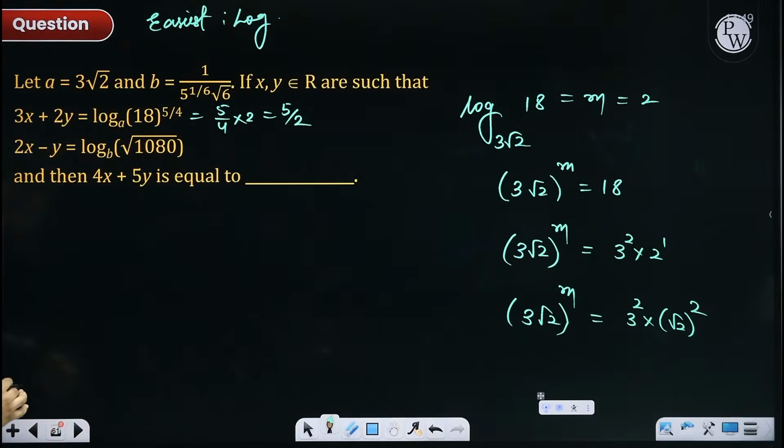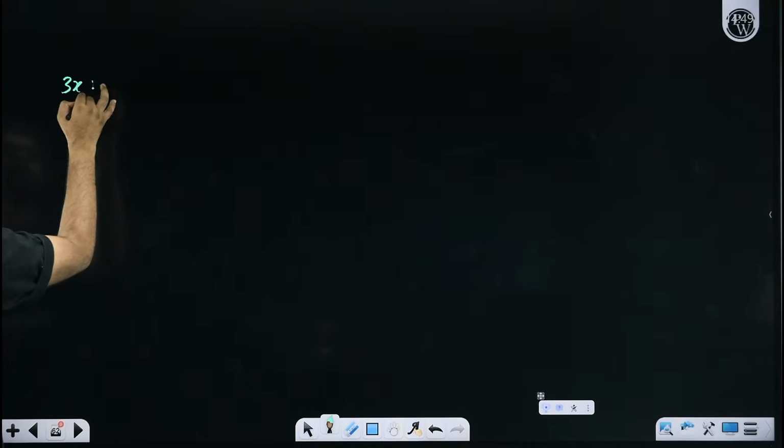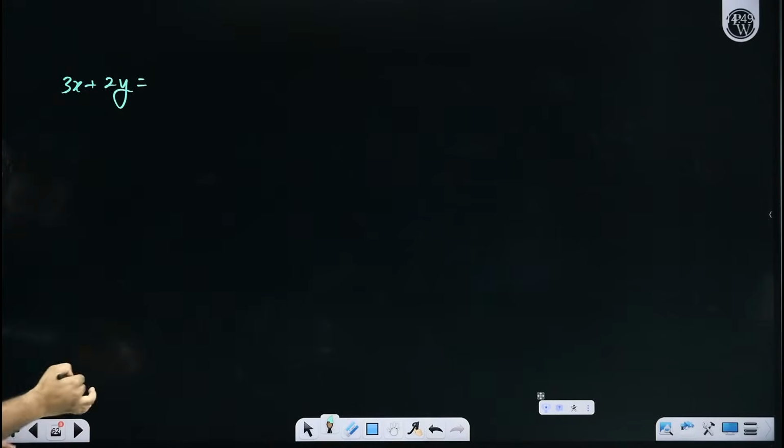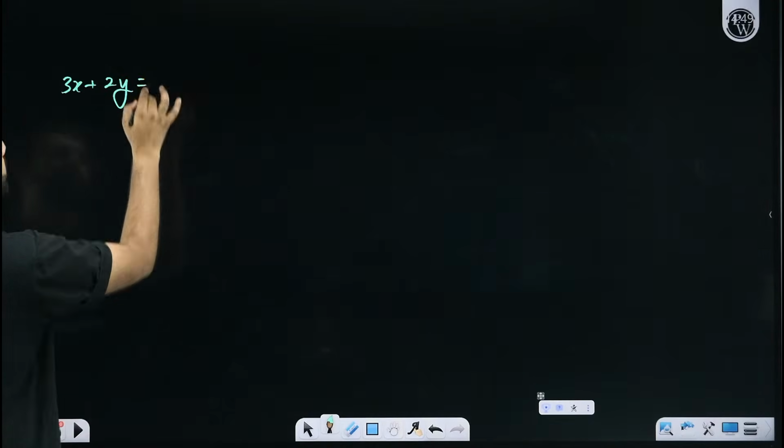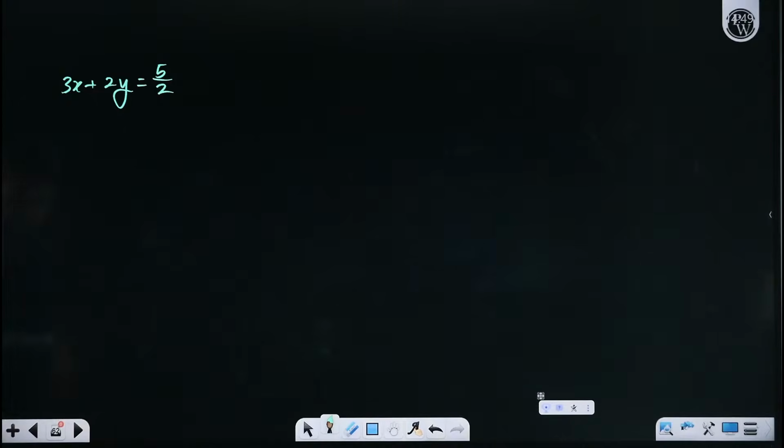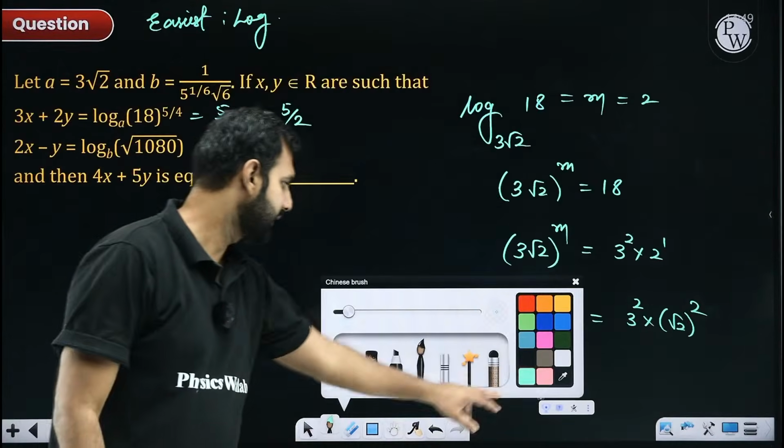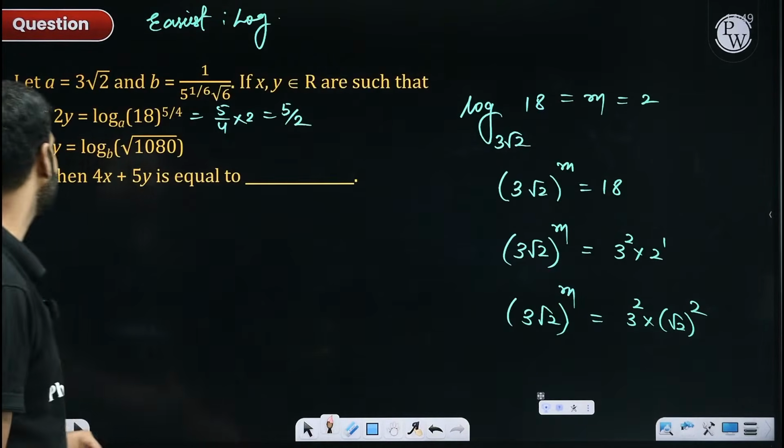So first equation which we receive is 3x plus 2y is equal to 5 by 2. Everybody understood that, or shall I explain that part? Now let's talk about the next part. The next part is even simpler. Why? Pay attention to this.